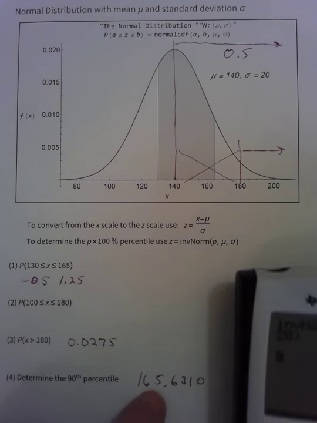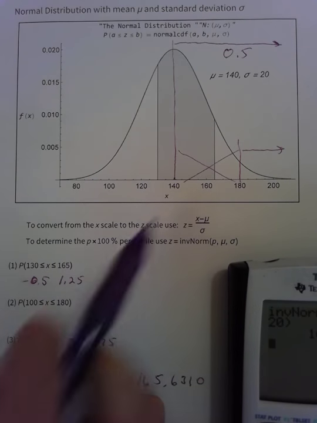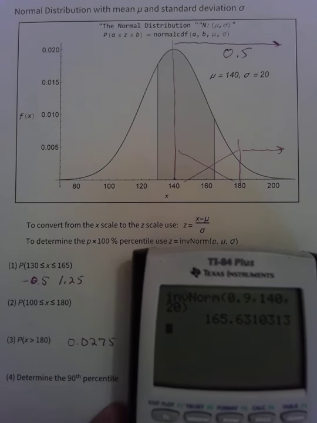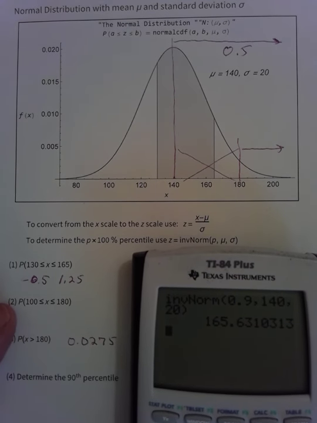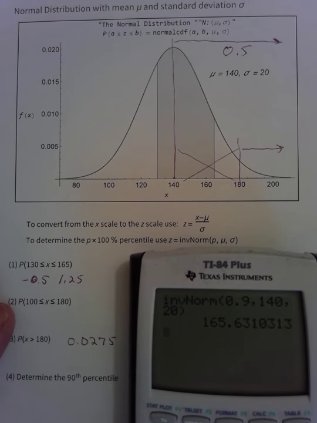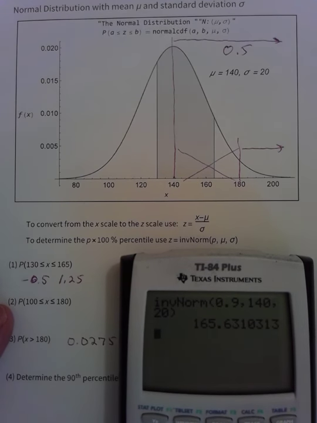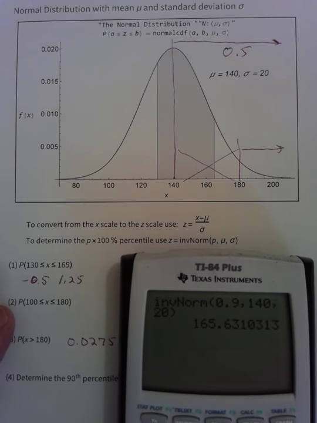That says that 90% of the distribution, or 90% of the values, will be less than 165.63. And this is often used, for example, in deciding when I want to keep only the best 10% or the best 5% of a group. Okay, well, that concludes the lesson on basic use of the TI-84 with the normal distribution.